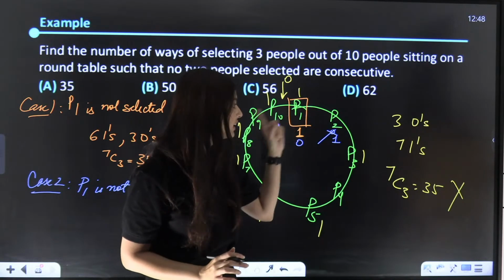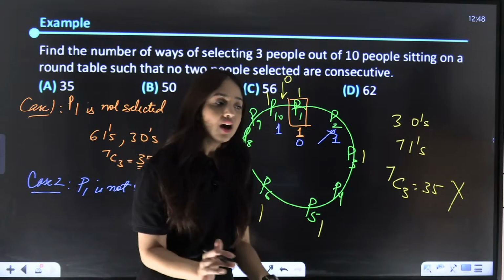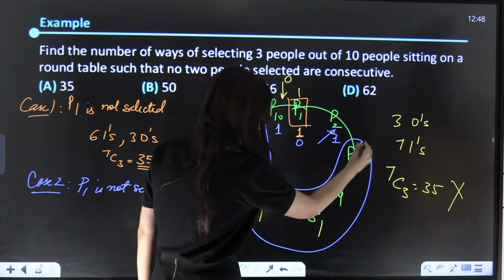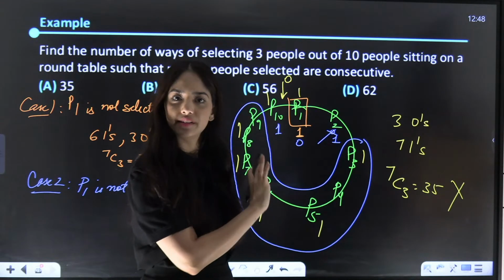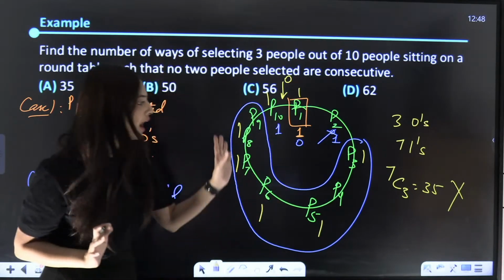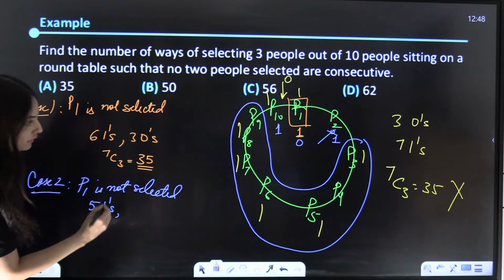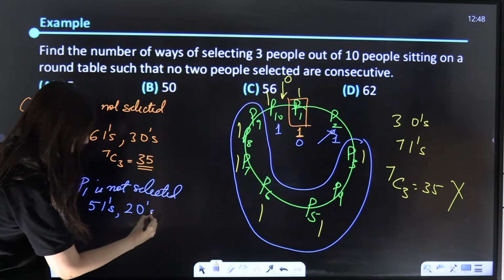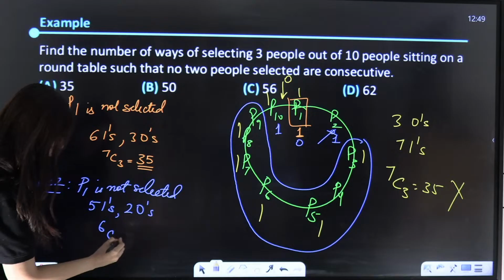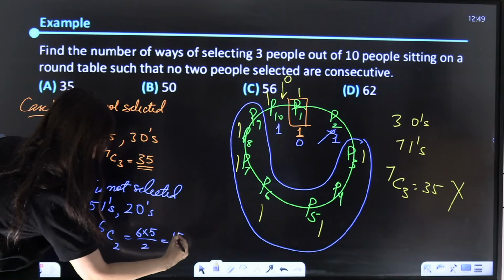As soon as we selected P1, we made sure that P2 and P10 cannot be selected. Now, for the remaining P3 to P9, this is a linear arrangement. We arrange these in any way we want and we will get a unique answer. So how many ones and zeros do we have? We took 2 ones, so we have 5 ones remaining. We took 1 zero, so we have 2 zeros remaining. So we place the 5 ones, and out of the 6 gaps we place 2 zeros. So 6C2, that is 6 into 5 by 2, that is 15.